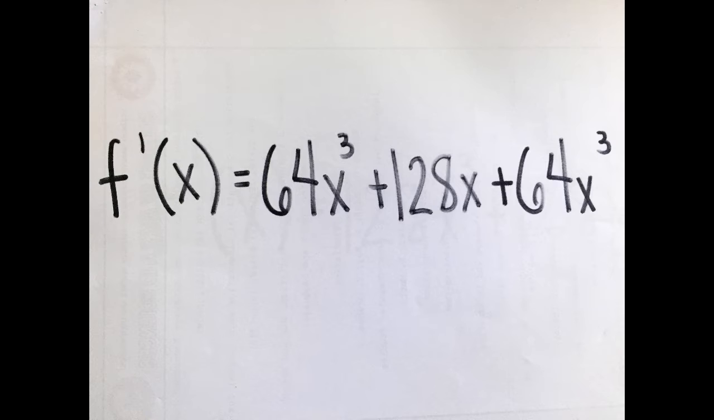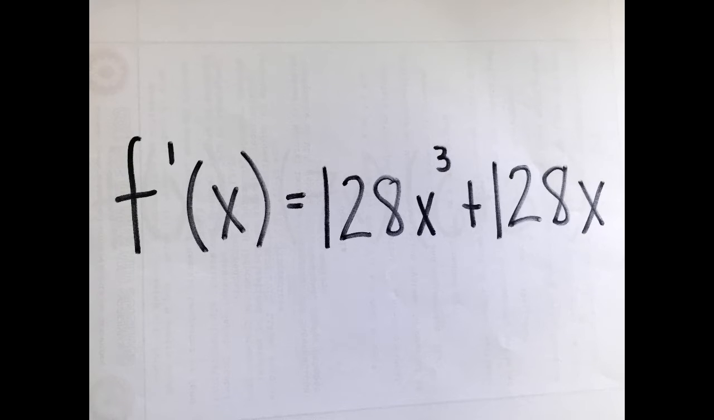Then after that, we simply combine all the like terms. In that case, we just simply add 64x cubed to another 64x cubed to get 128x cubed. So, our final answer would be f prime of x is equal to 128x cubed plus 128x. So, there you have it.